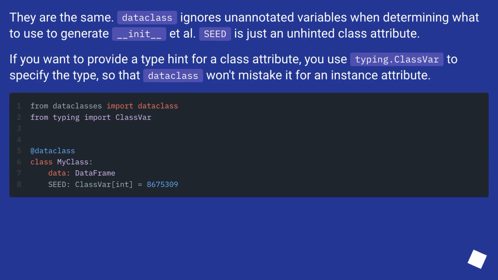They are the same. Data class ignores unannotated variables when determining what to use to generate __init__ and __eq__. Seed is just an unhinted class attribute. If you want to provide a type hint for a class attribute, you use typing.ClassVar to specify the type, so that data class won't mistake it for an instance attribute.